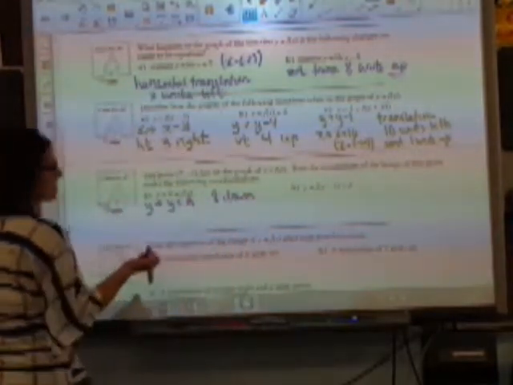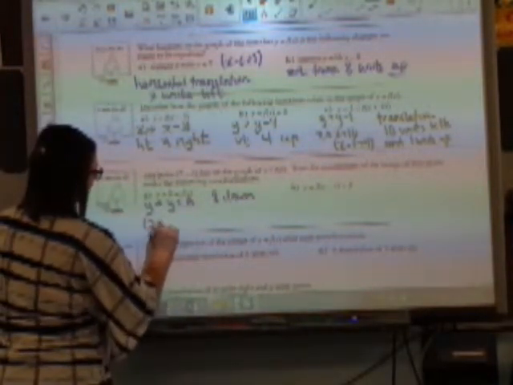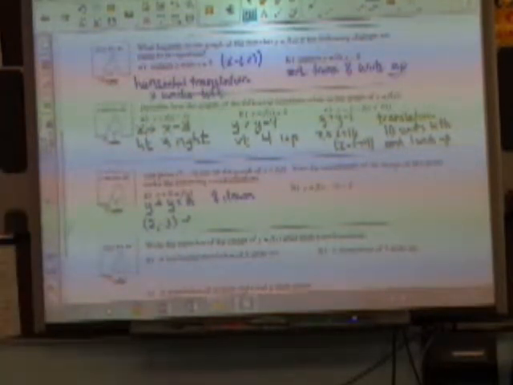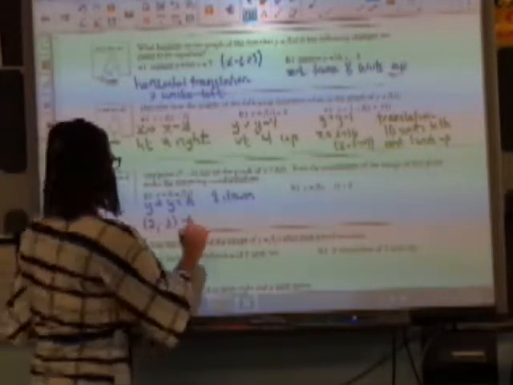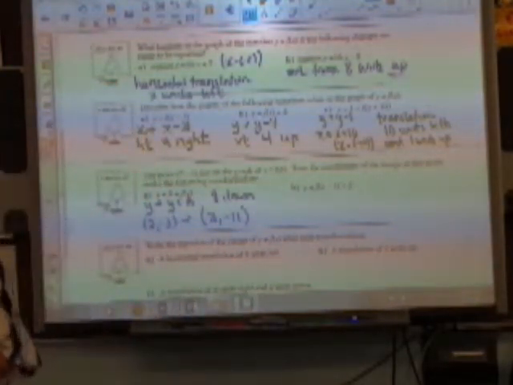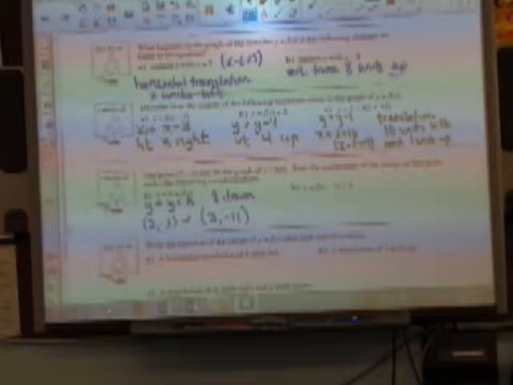Okay, so if I start off with a point of 2 and negative 3, and I move that point 8 units down, where is it going to go? 2 and negative 11. So the x-coordinate did not change because the x-coordinate's not being translated. It's the y-coordinate that was translated.